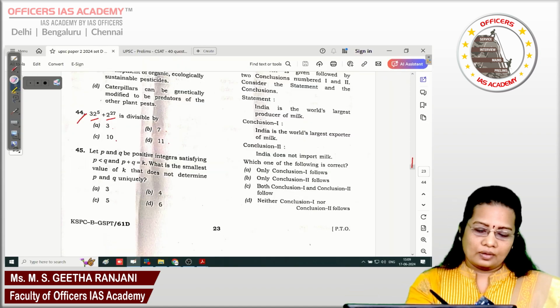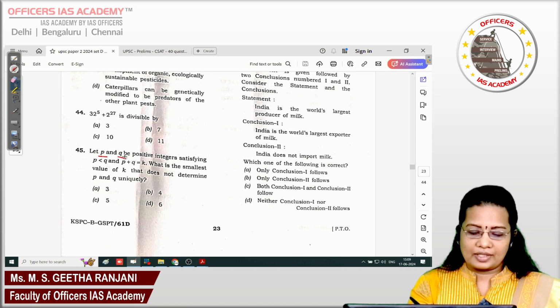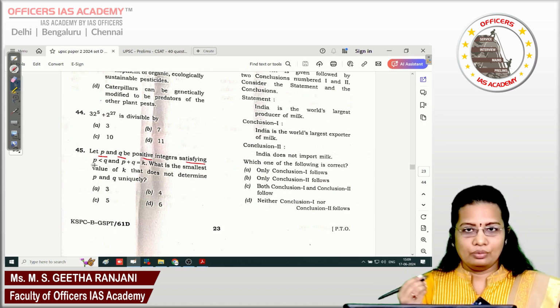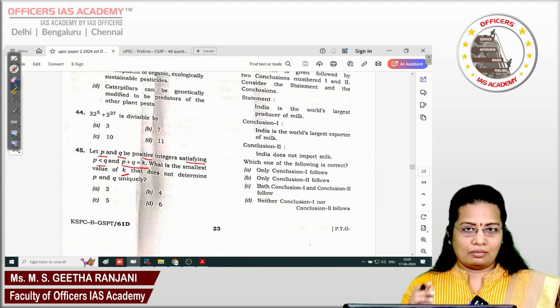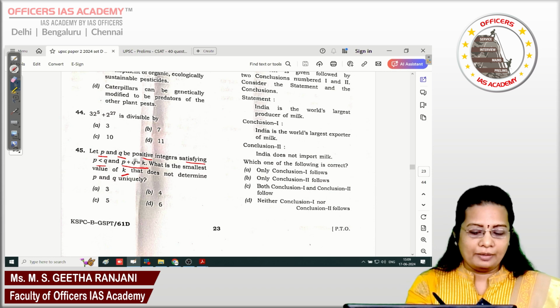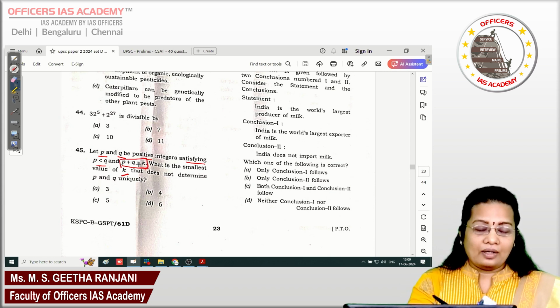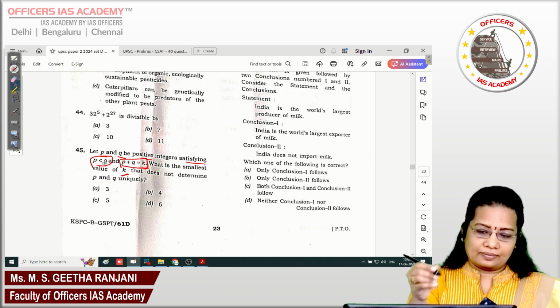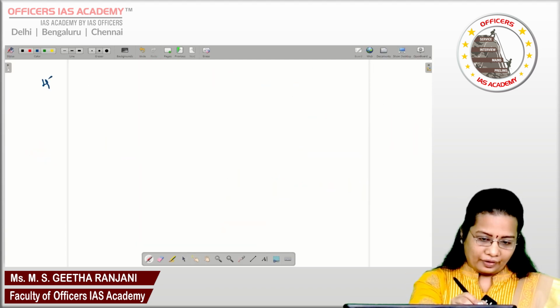Next question. Let P and Q be positive integers satisfying P less than Q and P plus Q is equal to K. What is the smallest value of K? Look at the question. You want to choose the smallest value. At the same time, it must satisfy the condition P plus Q is K as well as P is less than Q. Both the conditions. So question number 45.